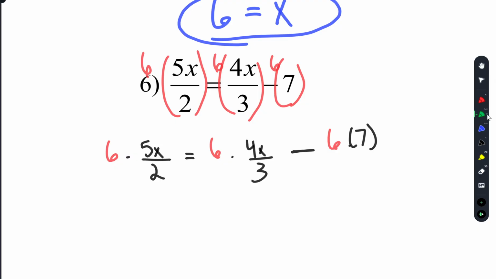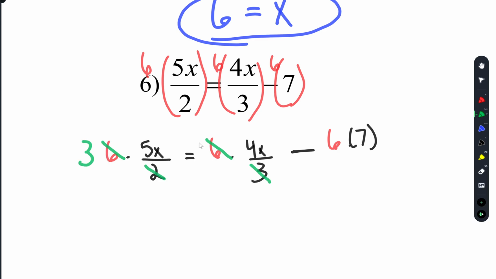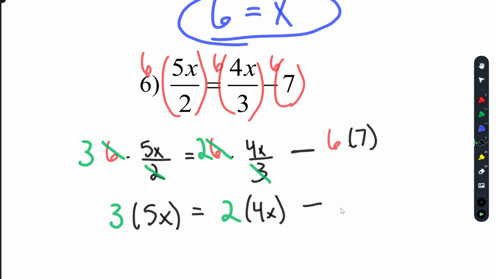6 divided by 2 is 3. 6 divided by 3 is 2. And 6 times 7, we'll figure that out when we get there. So this is what happened. We get 3 times 5x equals 2 times 4x minus 42. I just multiplied them.